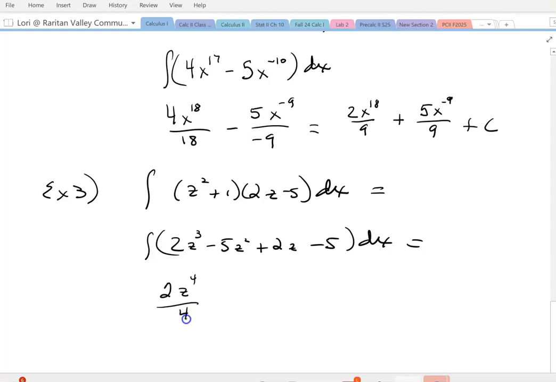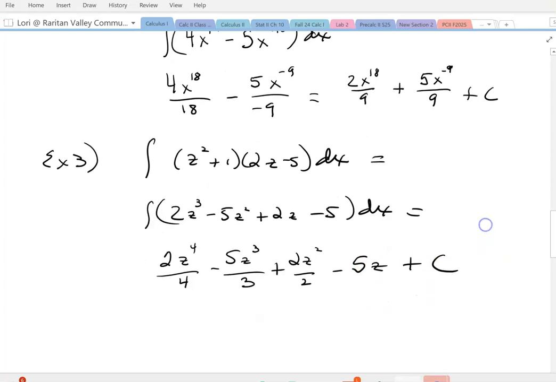2z to the 4th over 4, 5z cubed over 3, 2z squared over 2. And remember, if there's nothing there, it gets that z. Don't forget to add your c, and always, as best you can, clean up.